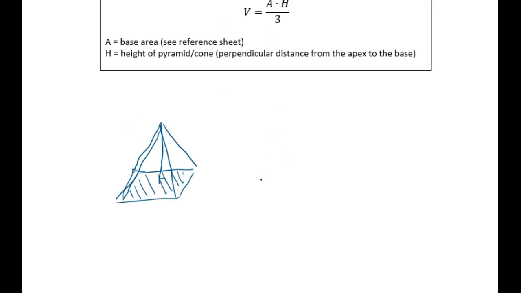So a cone, for example, is the same thing. So you have your apex up here. What you'd want to do is find the area of your base, which in this case would be a circle, multiplied by your height or your altitude, your perpendicular height, and then divide by 3.